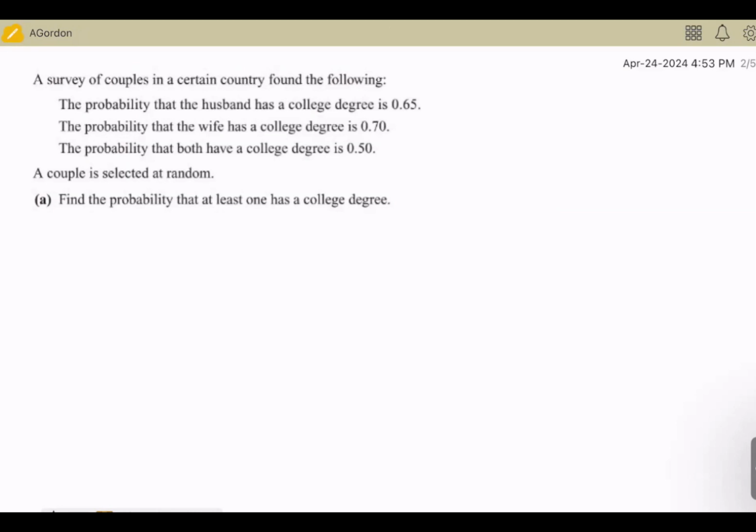We want to find the probability that at least one, the husband or the wife, has a college degree. So in terms of sets, we're looking for the union of the set that represents the husband having a college degree and the set that represents the wife having a college degree. So we're kind of including everything that's in either one of these sets. So we want the probability. Let me give these two sets names. I'll just call the husband set H and the wife set W. So we need the probability of the union of these two sets.